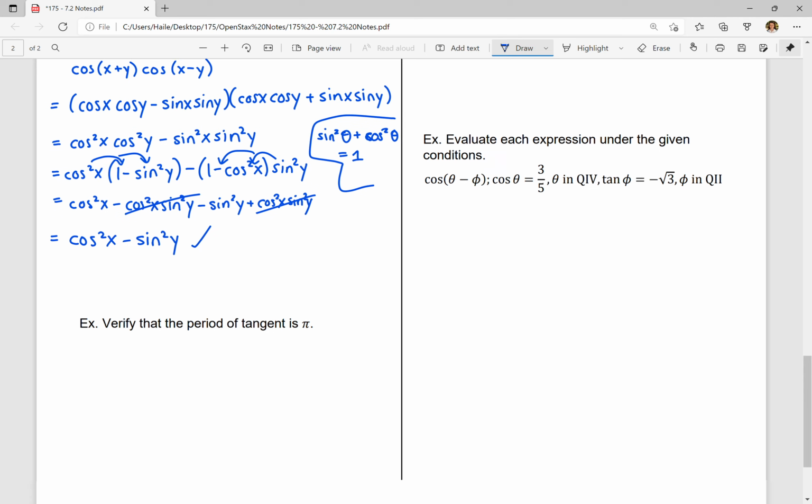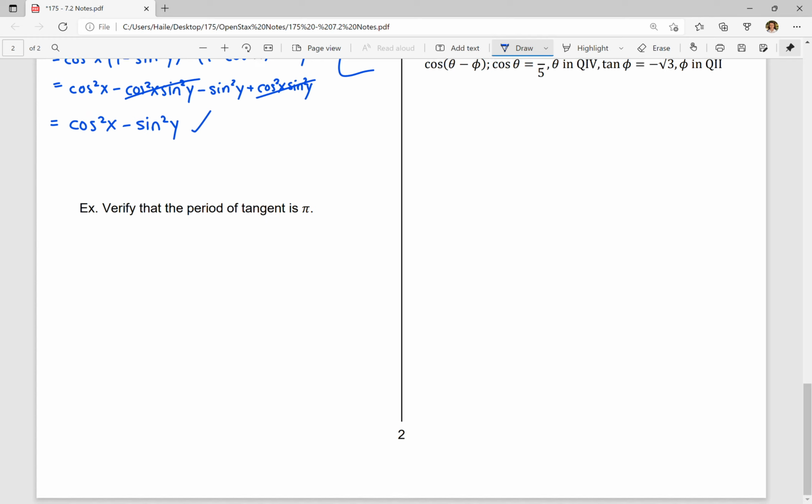Okay, we're going to do one more example of an identity, but it's sort of disguised. So in this example, we're going to actually prove that the period of tangent is pi. So what this means is we want to prove the following identity. We want to prove that tangent of x plus pi is equal to tangent of x.